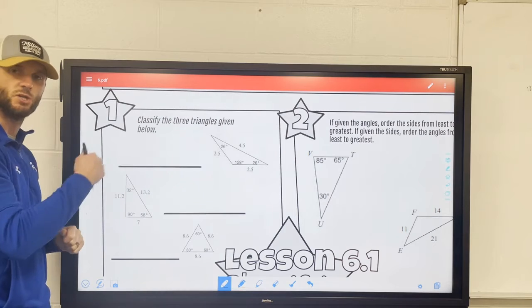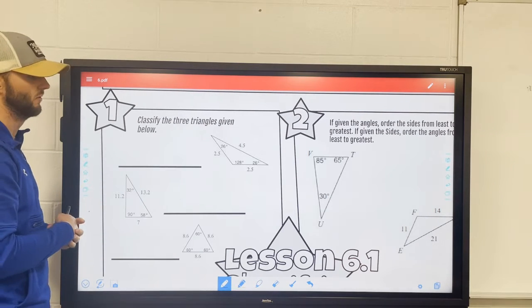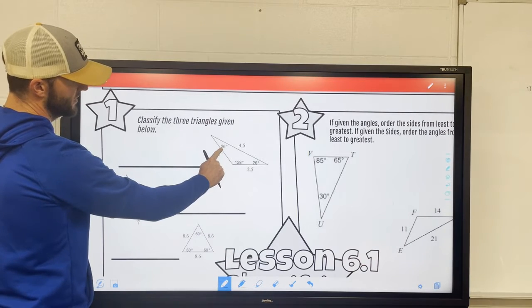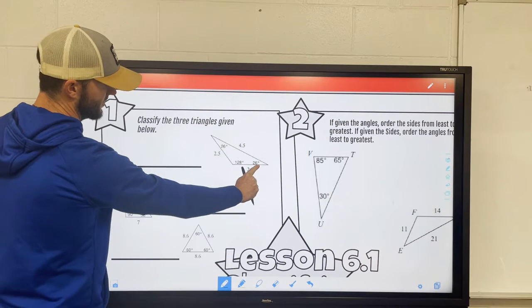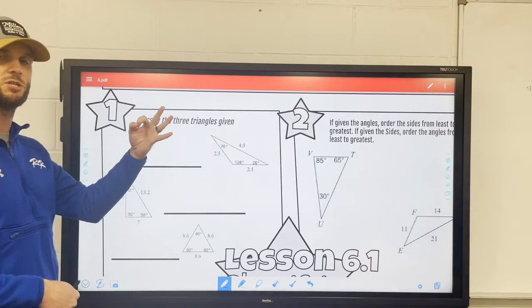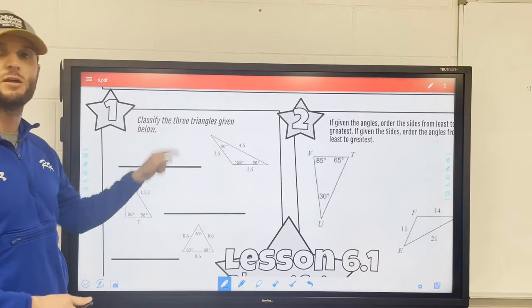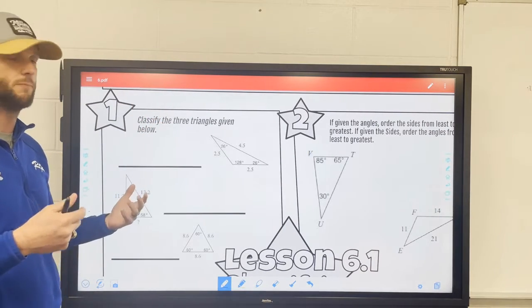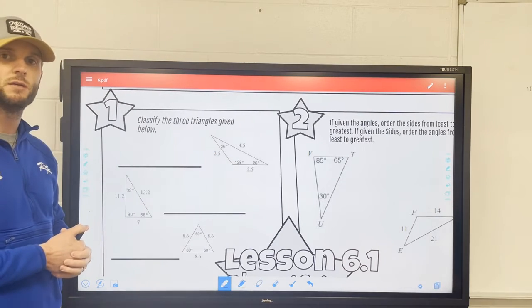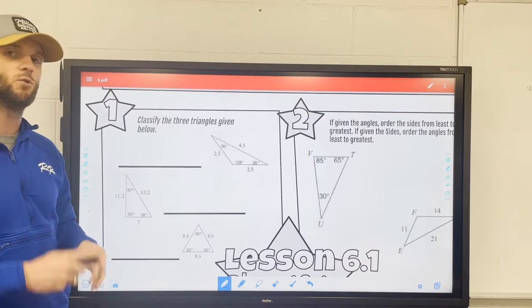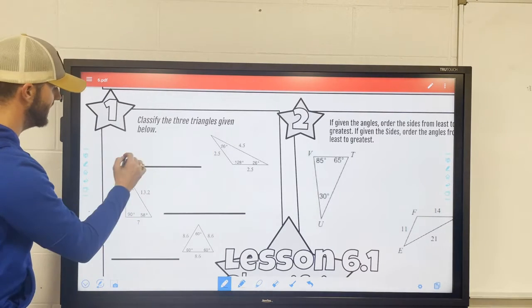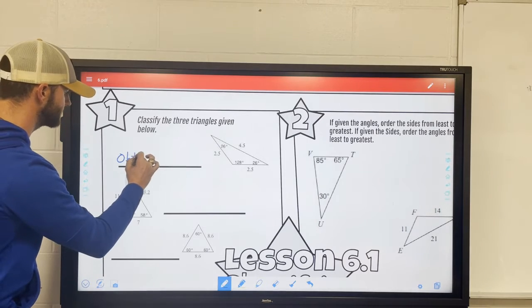So looking at example number 1, let's look at the angles first, because you always want to put the angles first if you have that info. Right now, I have an angle here that's 26 degrees, an angle here that's 26 degrees, and an angle here that's 128 degrees. Out of my 3 definitions up top, they're not all equal, so that's not equiangular. I have one angle that is greater than 90 degrees. So automatically, that makes it an obtuse triangle. So the first one is going to be obtuse.